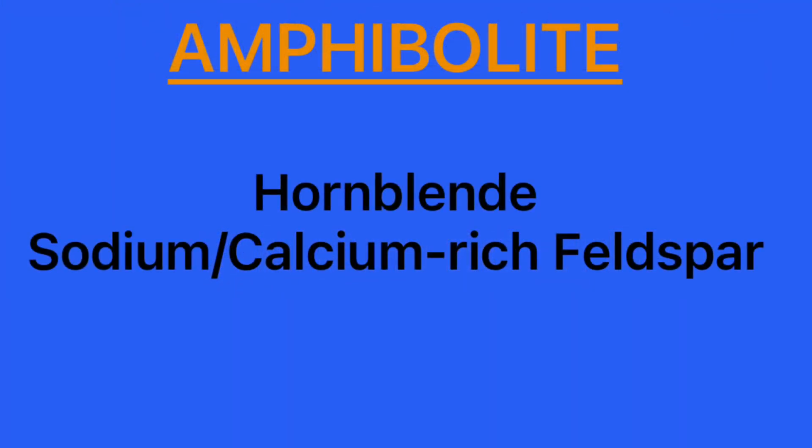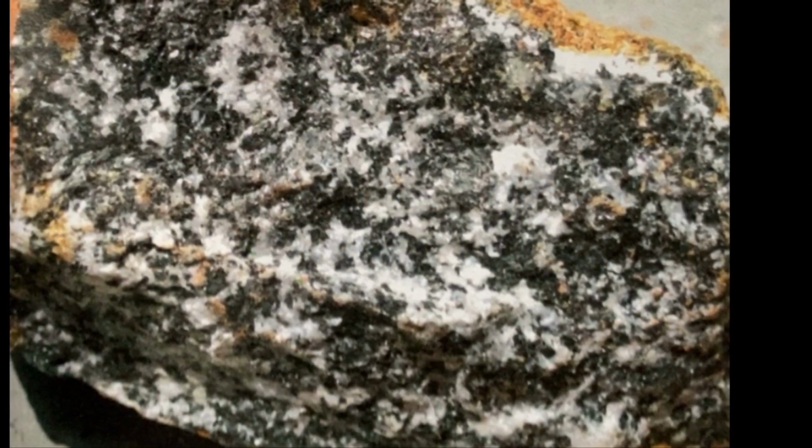Amphibolite, which is the result of amphibolite facies metamorphism of mafic rocks like gabbro and diabase, is made mostly of hornblende and also feldspar that has both sodium and calcium in it, maybe leaning a little bit more toward calcium-rich. We're talking about maybe andesine or maybe labradorite.